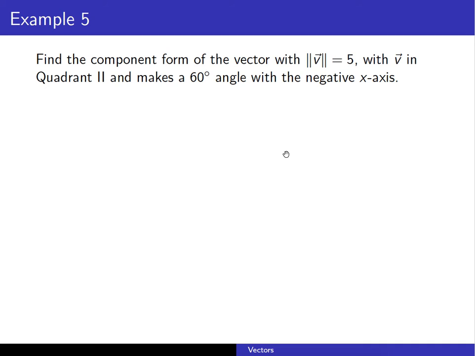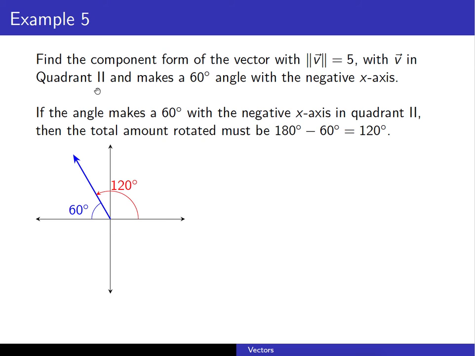All right, example 5. Find the component form of a vector where the magnitude is 5 and it's in quadrant 2. It makes a 60-degree angle with the negative x-axis. So our magnitude is 5 and it's in quadrant 2, but it makes a 60-degree angle with the negative x-axis. In other words, it's a 60-degree reference angle with the negative x-axis and it's in quadrant 2. So if the angle makes a 60-degree angle with the negative x-axis in quadrant 2, then the total amount we would have rotated to get that terminal side is 180 minus 60, or 120 degrees.